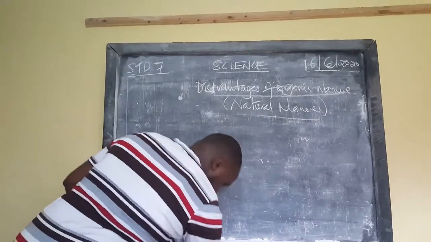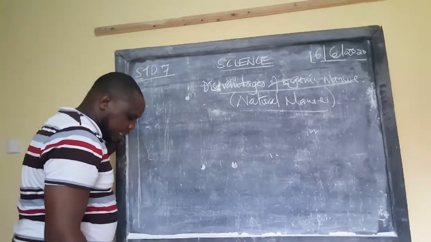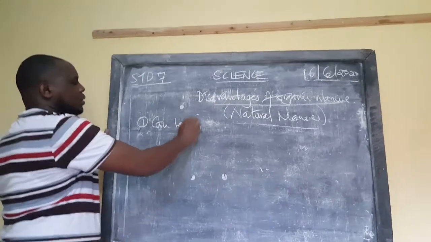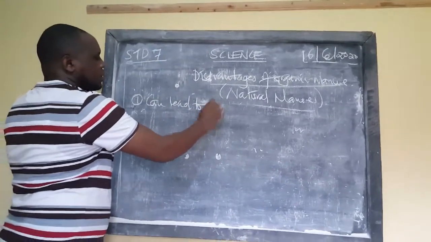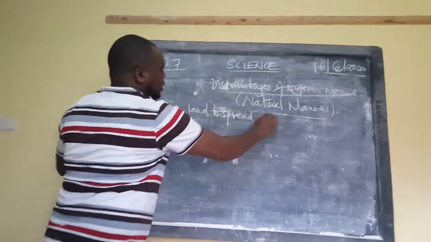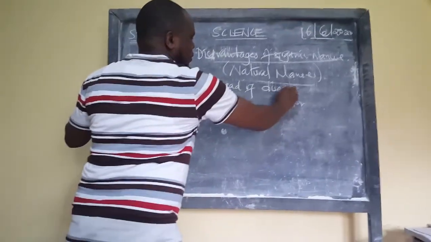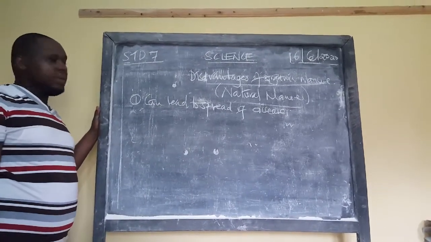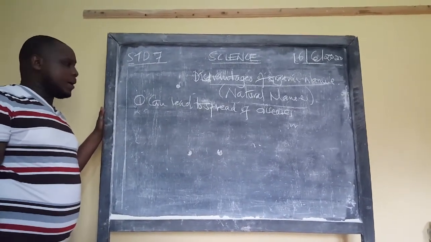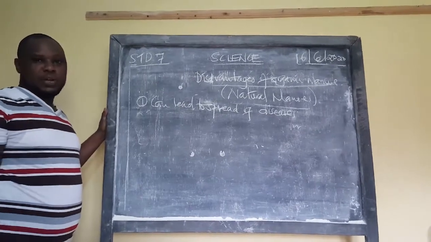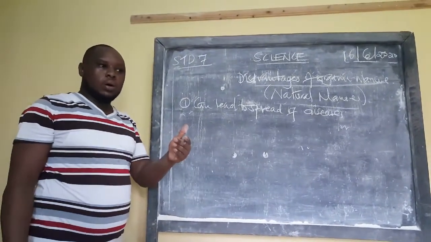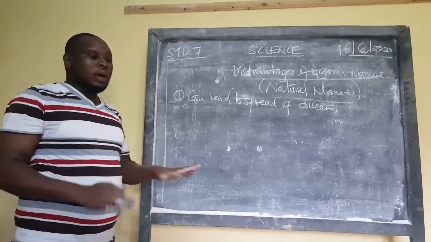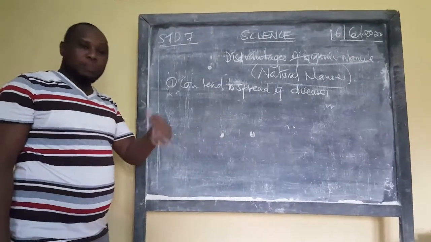Disadvantages of organic manure. So some of the disadvantages include, number one, can lead to spread of diseases. Remember, we are using organic manure. We are using farmyard manure. We are even using green manure. Take for example green manure. You had planted the plant that is to be used as green manure, like the beans. So before they flower, you plow them back in soil.